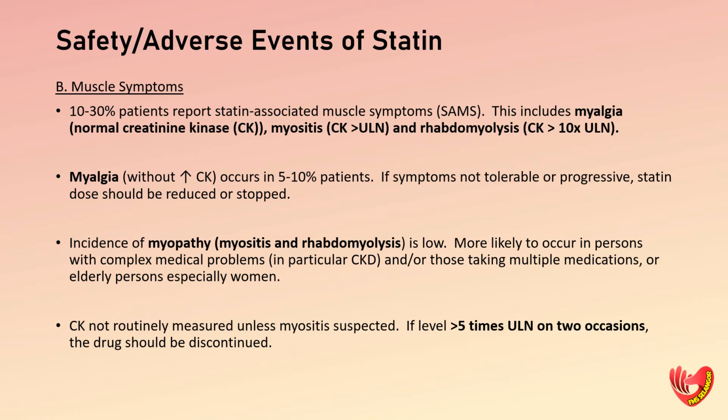Another adverse effect of statin treatment is muscle symptom. 10-30% of patients report statin-associated muscle symptoms, which include myalgia when the CK is normal, myositis when CK is raised more than upper normal limit, or rhabdomyolysis when the CK is more than 10 times upper limit of normal. In cases of myalgia, if symptoms are not tolerable or progressive, statin should be reduced or stopped. Incidence of myositis and rhabdomyolysis is low. More likely to occur in individuals with complex medical problems or those taking multiple medications. We do not routinely measure CK in patients on statin unless myositis is suspected. If level is greater than 5 times upper normal limit on 2 occasions, drugs should be discontinued.